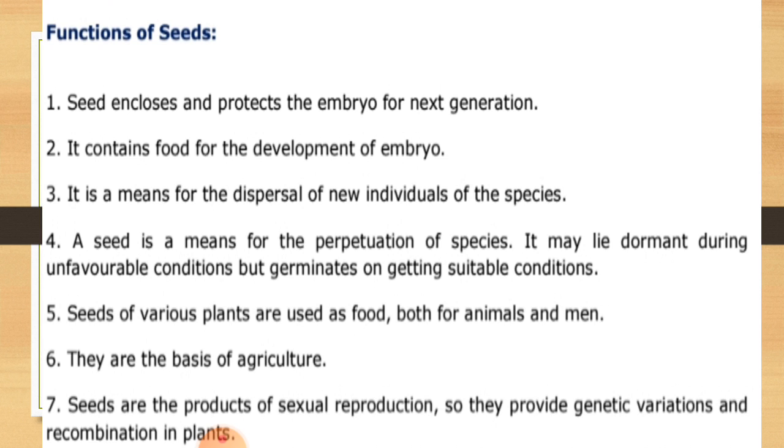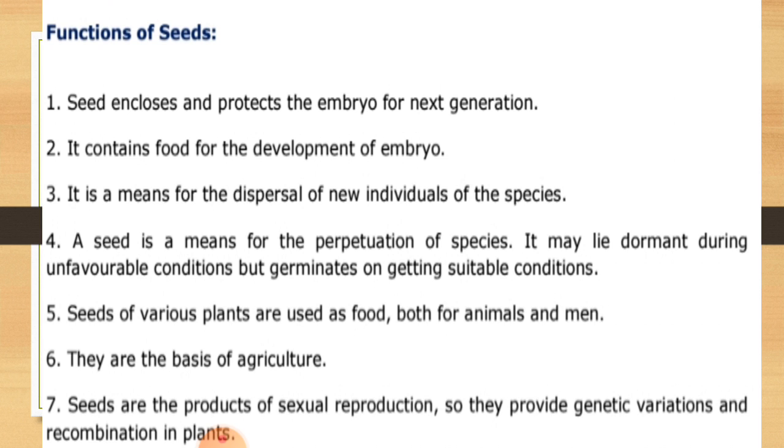A seed is a means for perpetuation of species. It may lie dormant during unfavorable conditions but germinates when it gets suitable conditions. During unfavorable conditions, it remains dormant and does not germinate. As soon as favorable conditions arrive, it germinates to form a new plant.